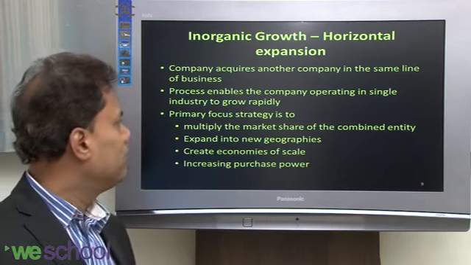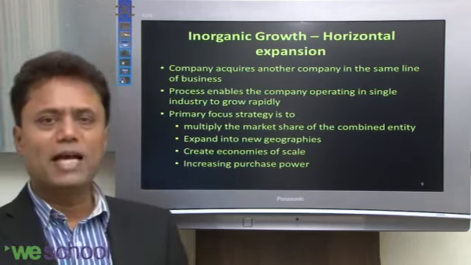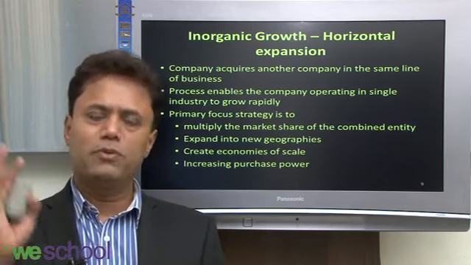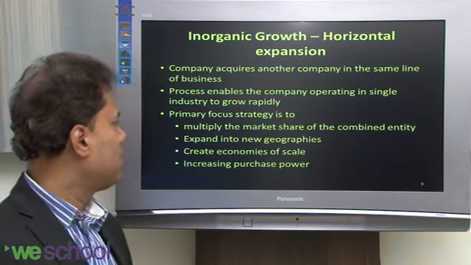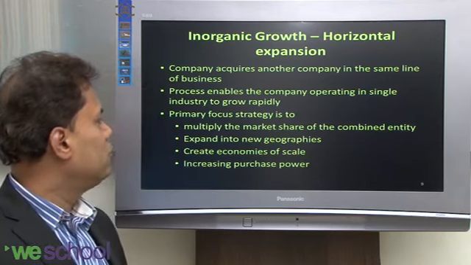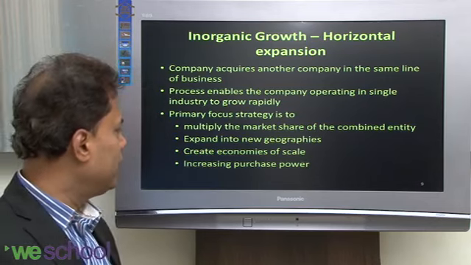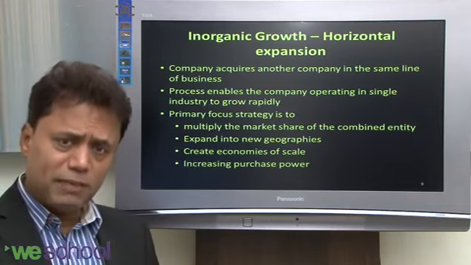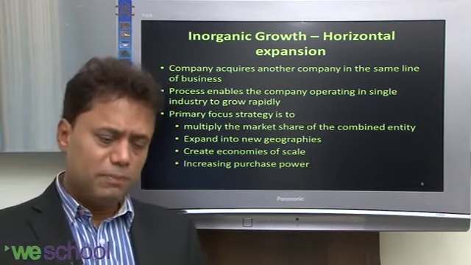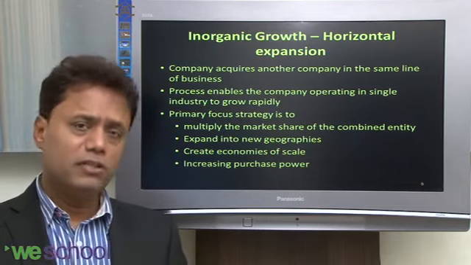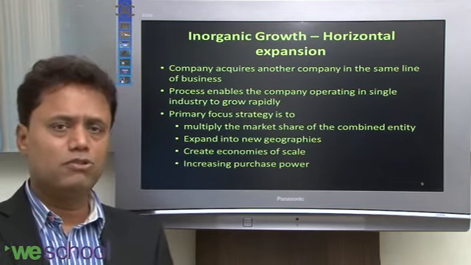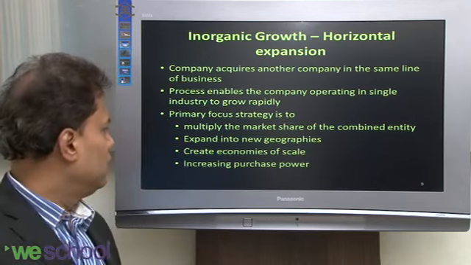This process enables the company to operate in a single industry and grow rapidly. From 10% market share, you become 20% or 22%. You become the number one leader in that space. The primary focus is to multiply the market share of the combined entity, so you are multiplying it by 2 times, 3 times. A 10% market share becomes 20%, or even 10% can become 25, 30% in some cases.